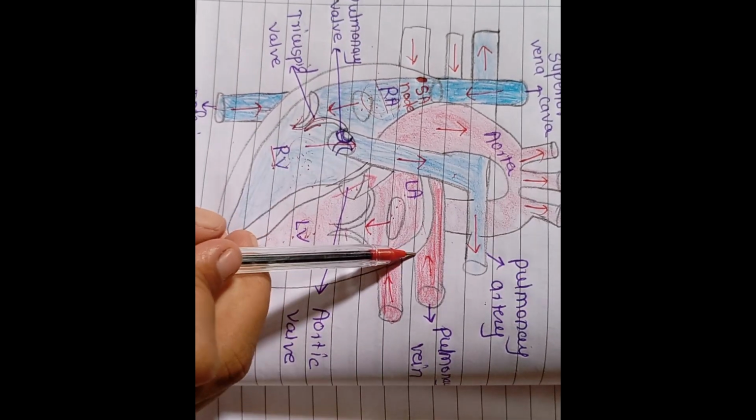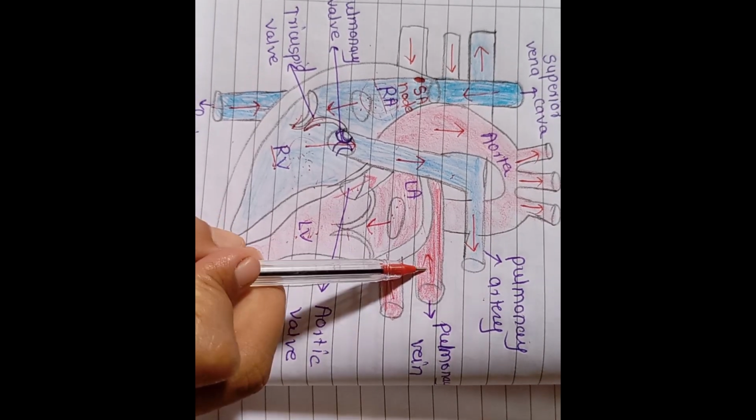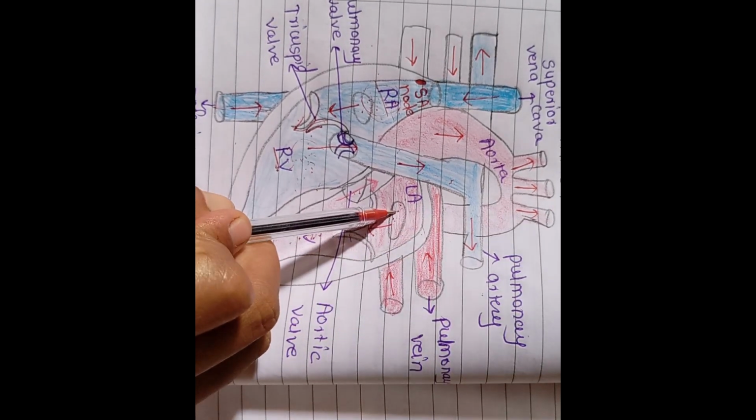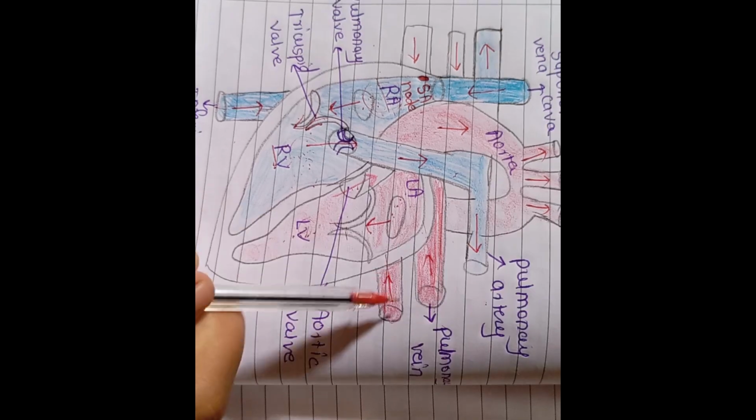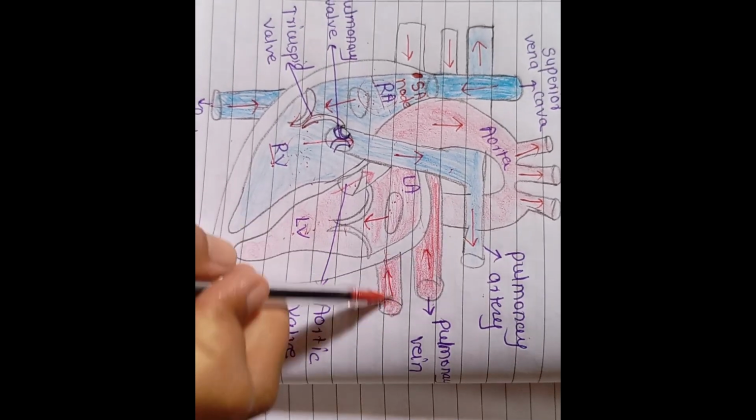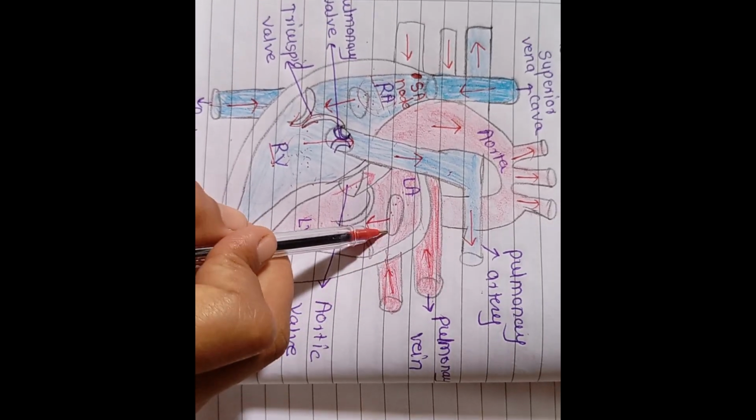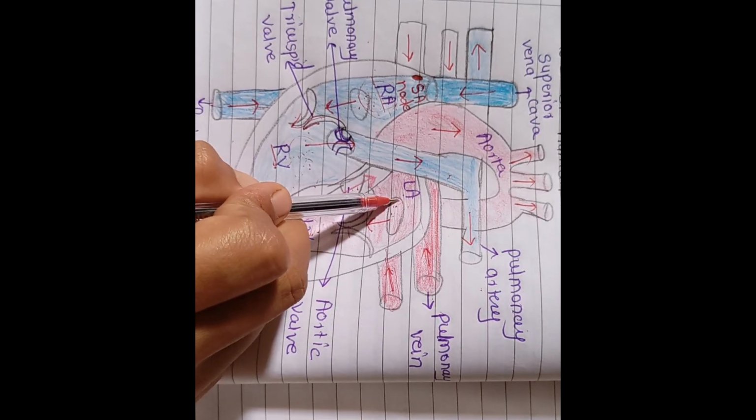Now blood from the lungs, rich in oxygen, returns to the left atrium through the pulmonary vein. That is, the pulmonary vein carries oxygenated blood to the left atrium.